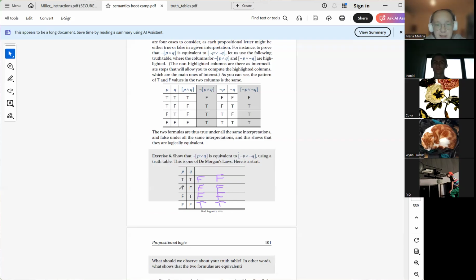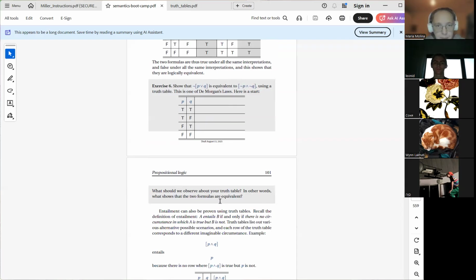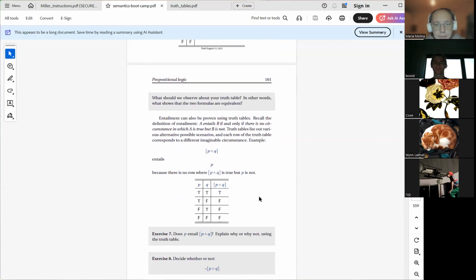So this shows us that negation of P or Q is equivalent to negation of P and negation of Q. All right? So, proven. These two formulas are equivalent.